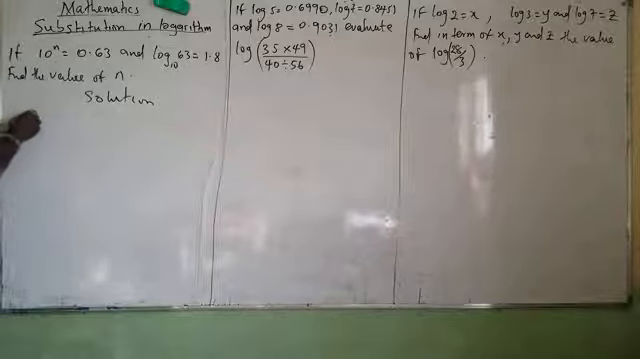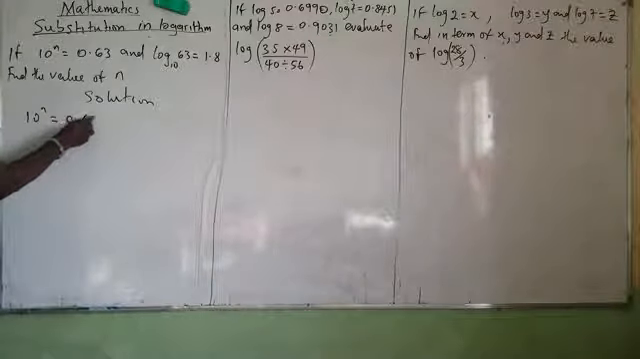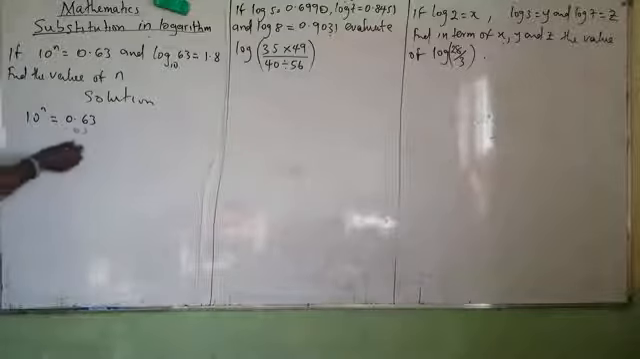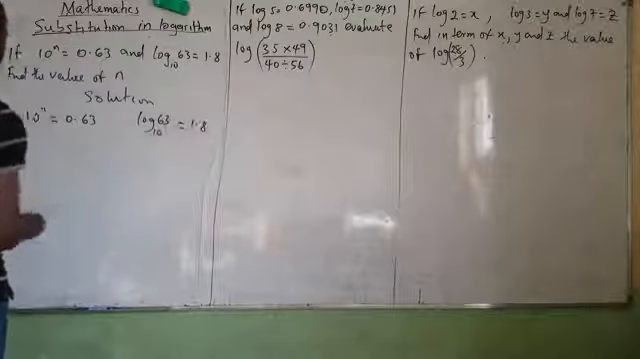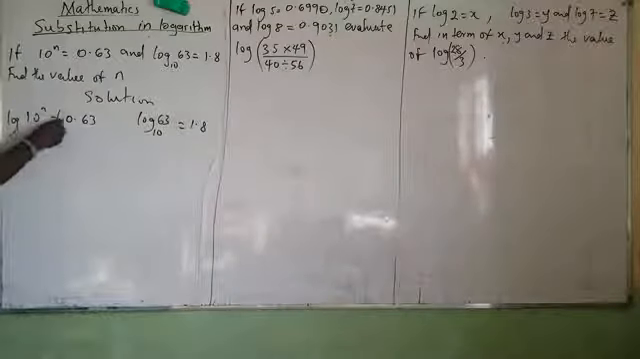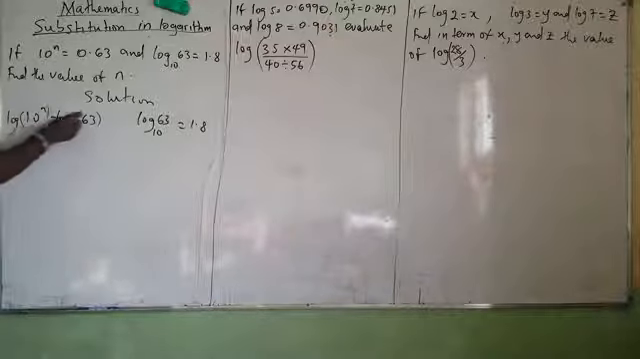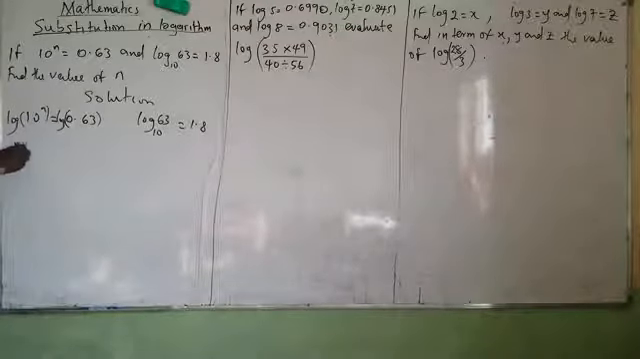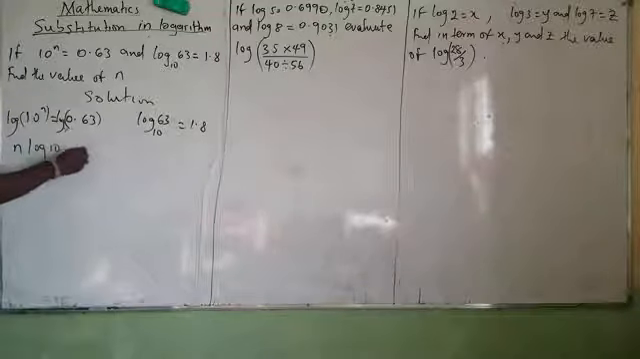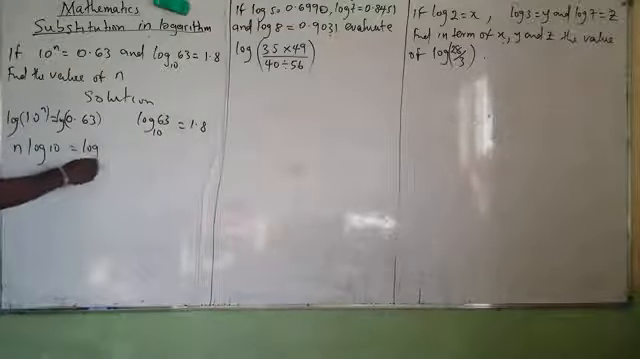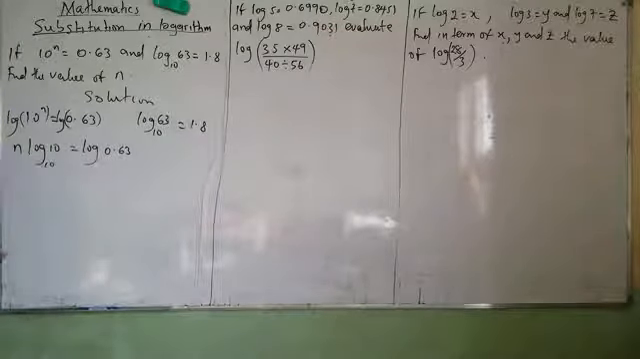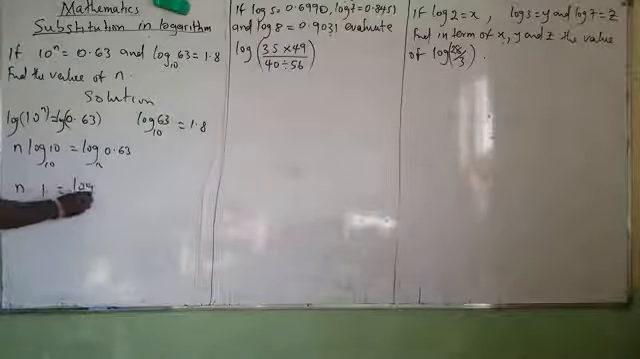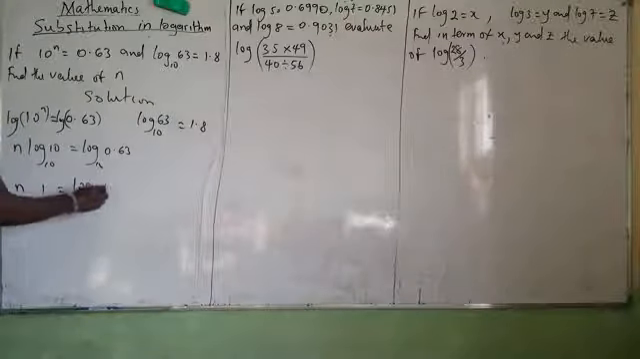We were told that 10 raised to power n equals 0.63, and also told that log 63 base 10 equals 1.8. What I'll just do here is log both sides. Now, what am I doing? n log 10 equals log 0.63. And we were told that this one will definitely be 1. So n multiplied by 1 equals log of 0.63.